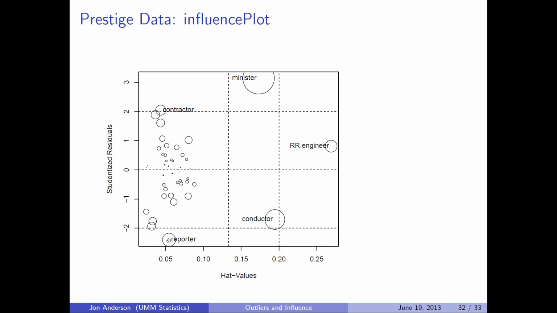Whereas a reporter has sort of an abnormally low prestige given the amount of pay and the amount of education that they would have. So remember that the large circles are influential cases. The vertical nature tells you how far the prestige is above or below what we would expect, and the hat values measure the strangeness of the income and education profile for these professions.